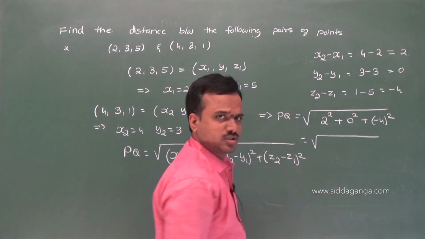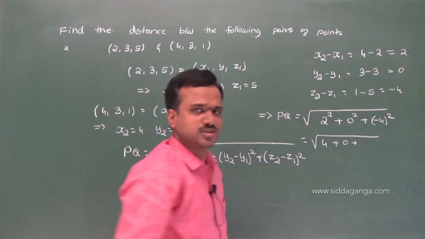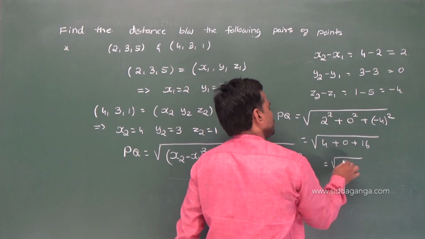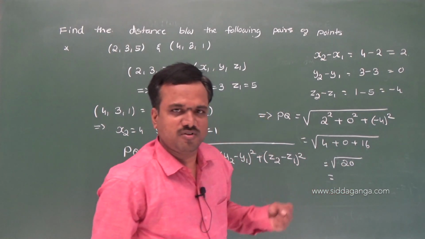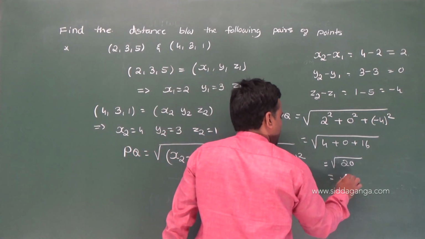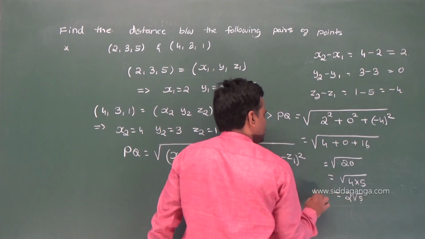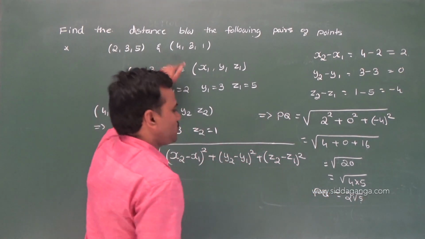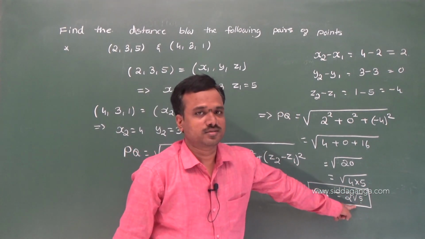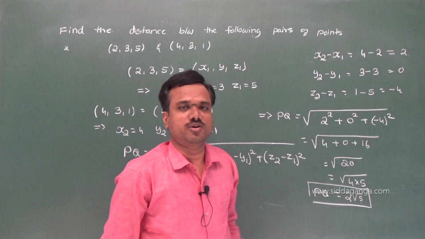2 square is how much? 2 square is 4. 0 square is 0. Minus 4 square is 16. So that is equal to square root of 16 plus 4, which is 20. The simplification you also know from previous classes. So square root of 20, that I write as square root of 4 into 5, 2 root 5. So the distance between these 2 points, PQ, is 2 root 5. Understand the calculation?